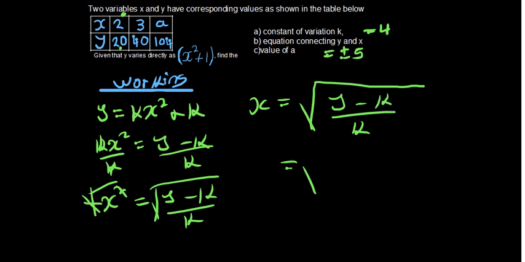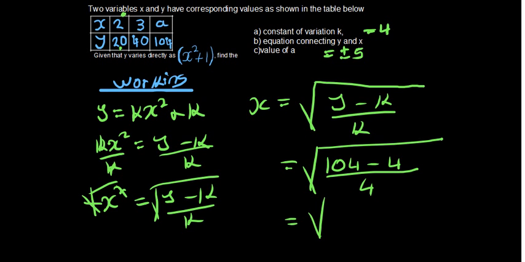So we start replacing, because we know the value of y and we know the value of k. So our value of y is what? 104 minus our k, which is 4. Divide by our value of k again, which is also 4. So what are we going to get in this case? That would be 100 divided by 4.